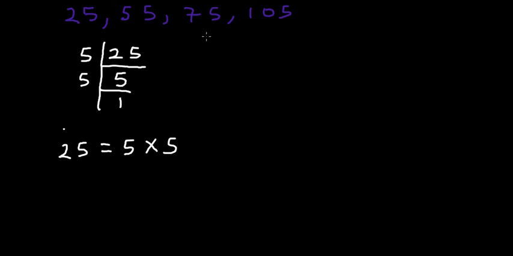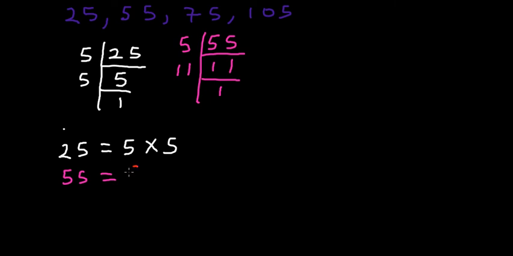Okay, let's solve the one for 55. You draw a line. Okay, 5 will be the best option. 5 in 55 you get 11, 5 in 5 is 1. Okay, 11 is another best option for this. So 11 in 11 you get 1. So the prime factorization for 55 is 5 times 11.